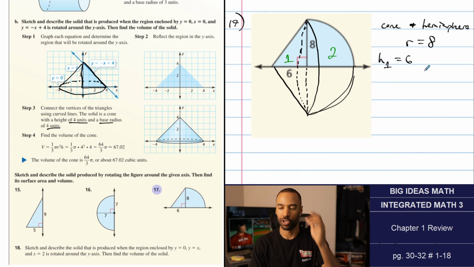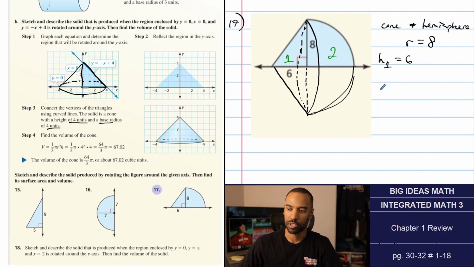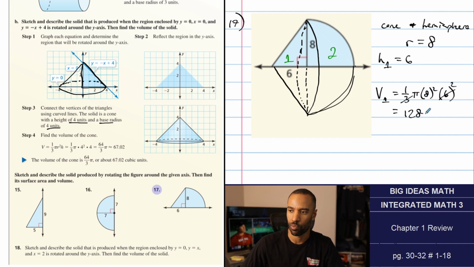So the volume, let's do volume first. The volume of the total is going to be V1 plus V2. So let's find volume of object 1. That's 1/3 area of base, pi r squared, times height. 6/3 is 2. 8 squared is 64, times 2 is 128. We get 128 pi. Let's leave it like that for now. It's cubic units. We'll be adding it with the hemisphere.